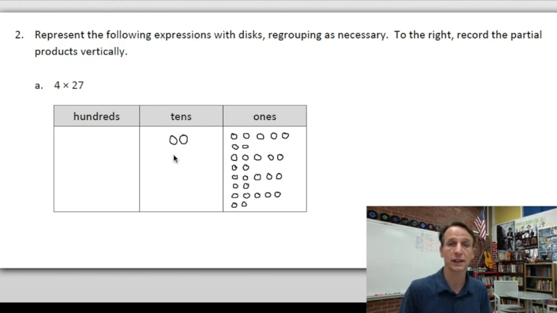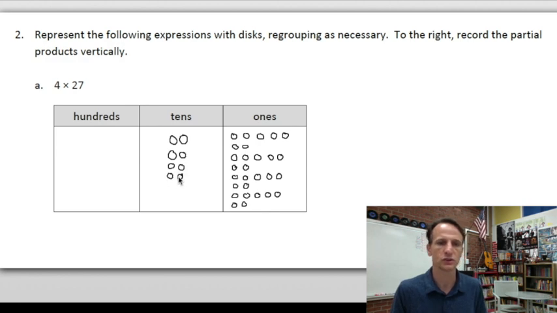Great. And now same thing in the tens place. I'm going to do it 4 times. So I have 2 there already. Here's a second set of 2, and a third set of 2, and a fourth set of 2. So the 20 times 4.